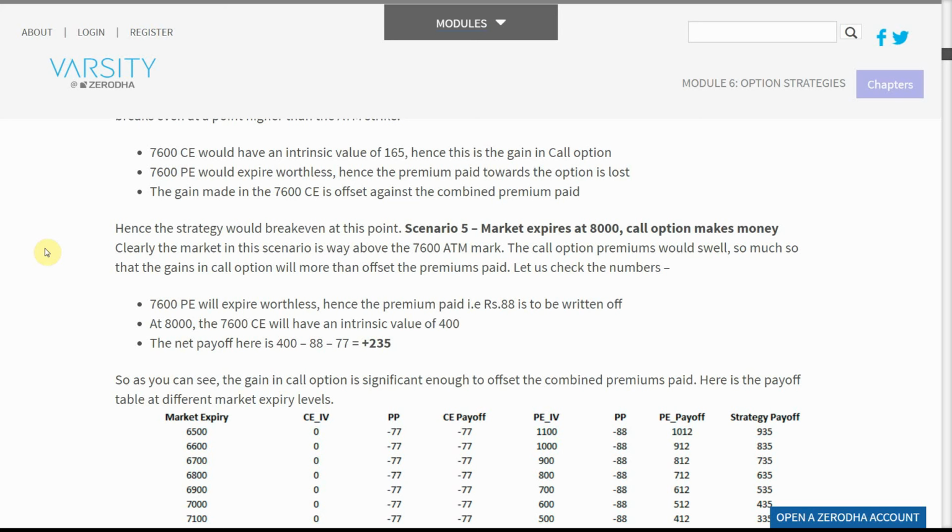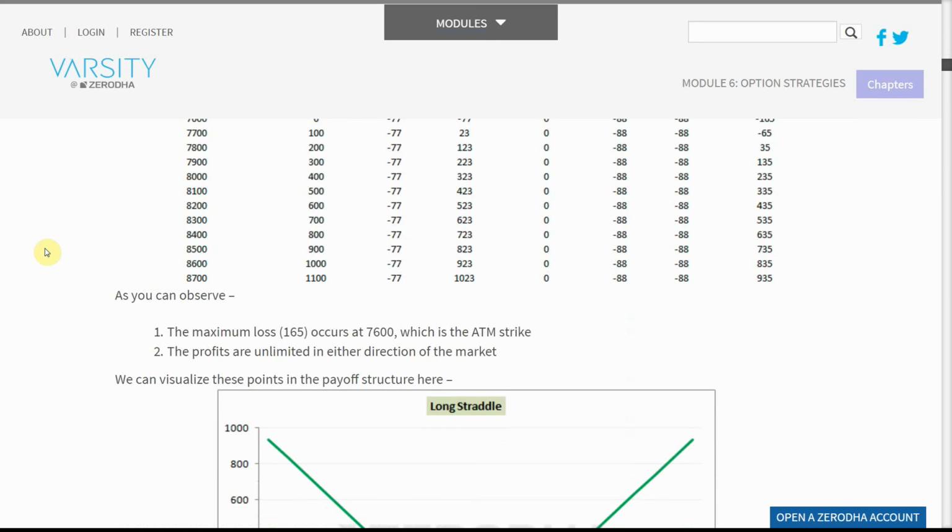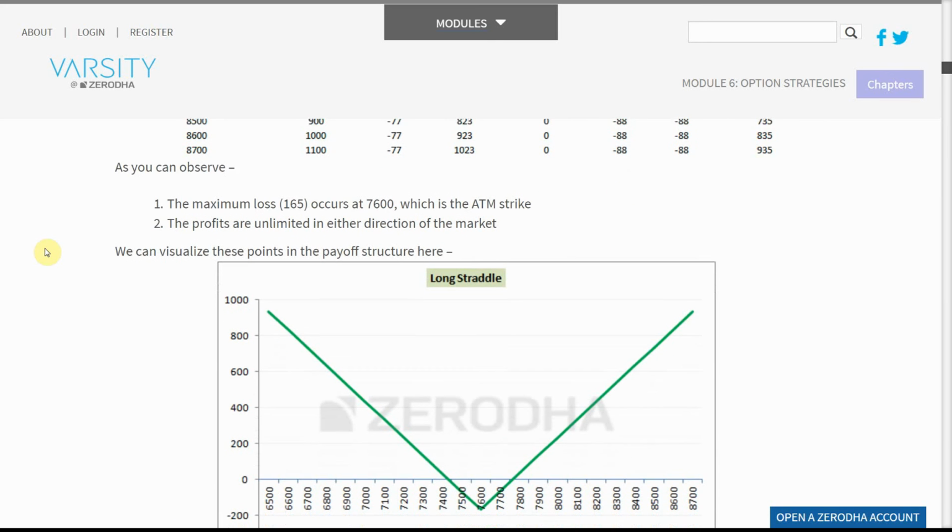Here is the payoff table at different market expiry levels. As you can observe, the maximum loss of 165 occurs at 7,600, which is the ATM strike. The profits are unlimited in either direction of the market. We can visualize these points in the payoff structure here, from the V-shaped payoff graph.